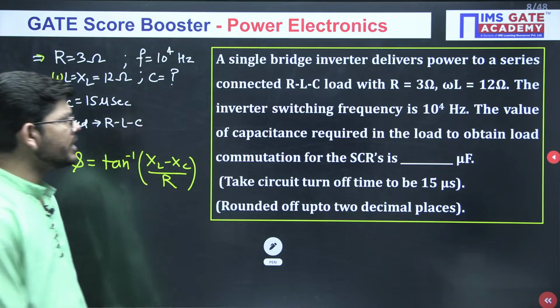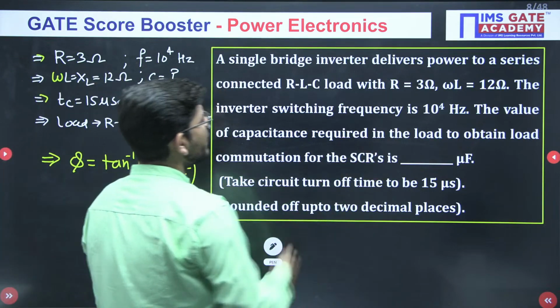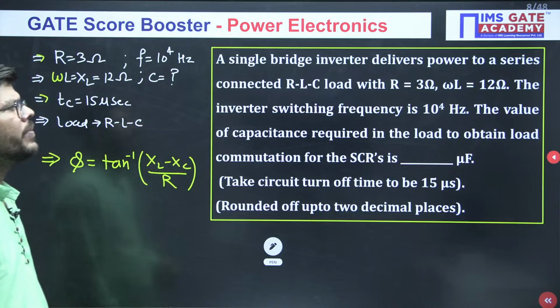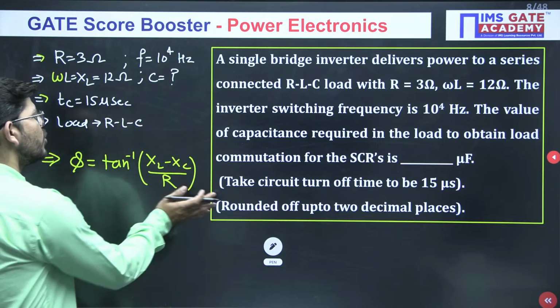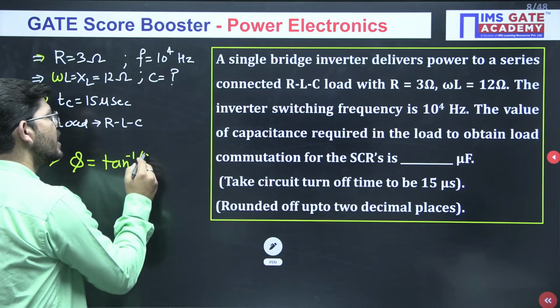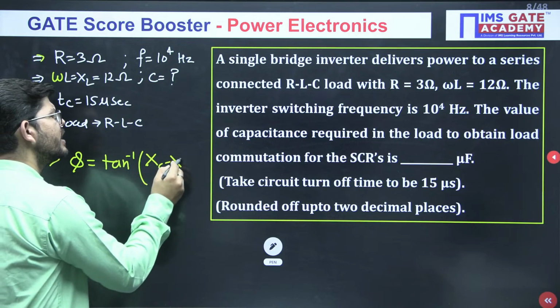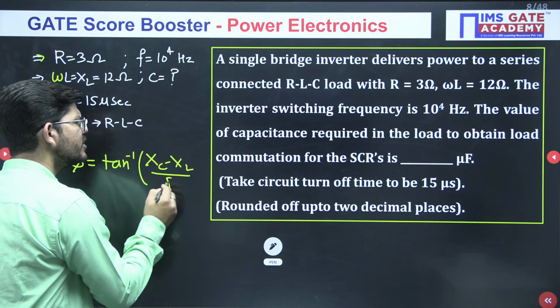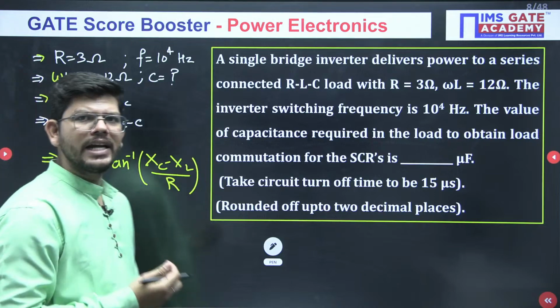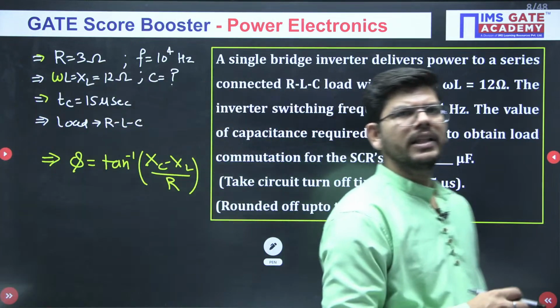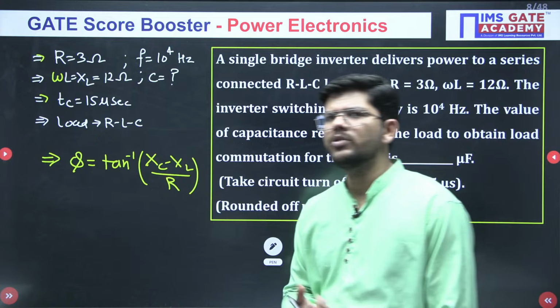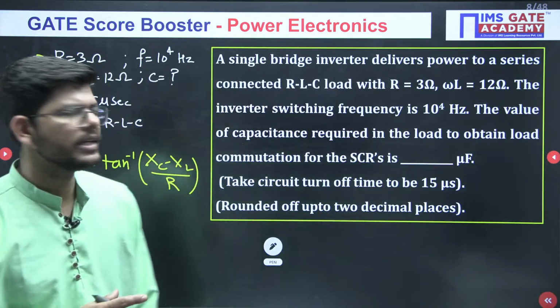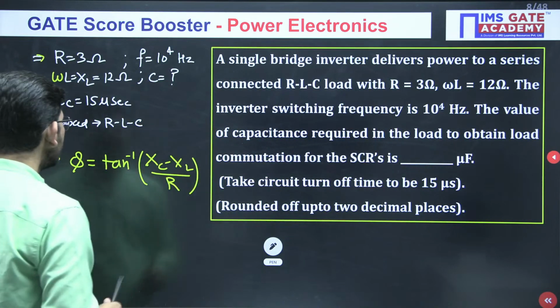Since what has been asked here is the value of capacitance required in the load to make load commutation possible, that means the capacitance might have a high value. So you may write XC minus XL as well. It does not matter; only the sign differs, and you don't have to worry about that. You have to calculate the value of capacitance. Anything is fine if it is not clear to you.